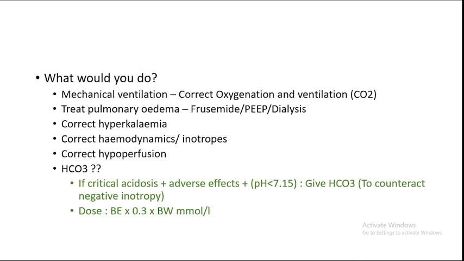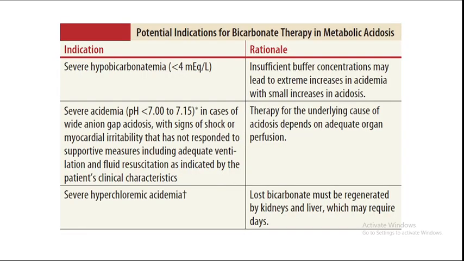So here, to overcome this negative inotropy caused by the acidosis, you can give some bicarbonate. The dose can be calculated using base excess times 0.3 times body weight, and you can roughly give about half of that to correct this severe, critical acidosis, to get the heart to work fine. But of course, you have to correct these other problems as well, right?